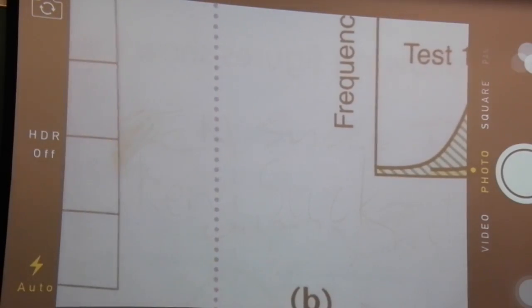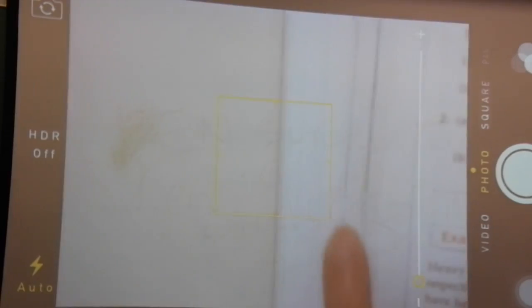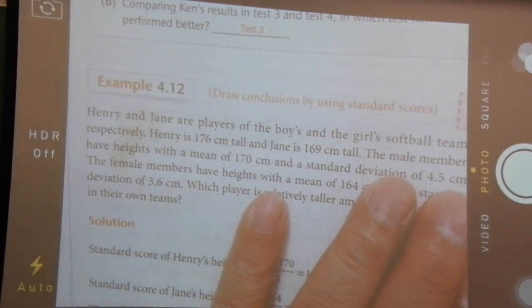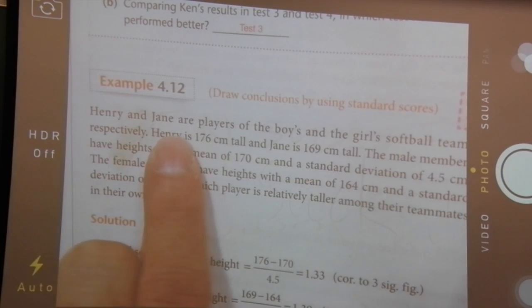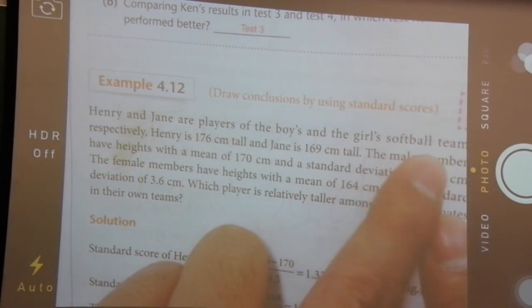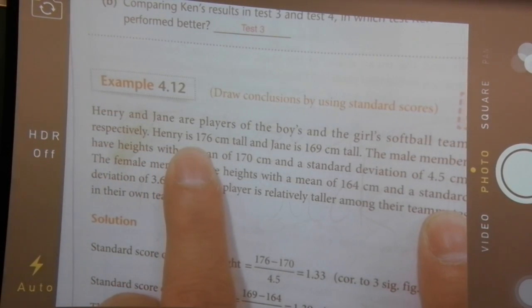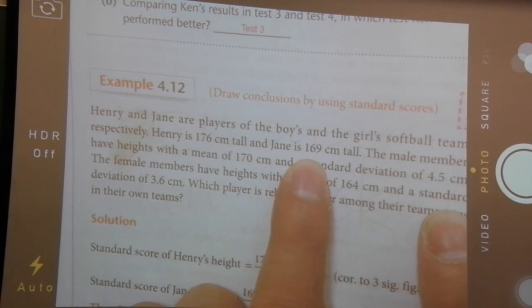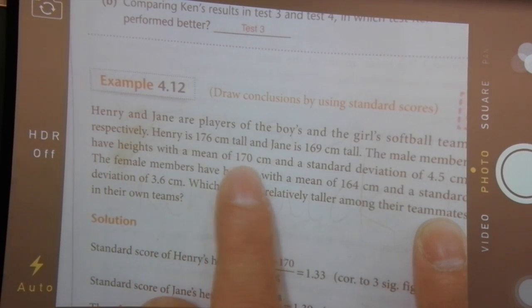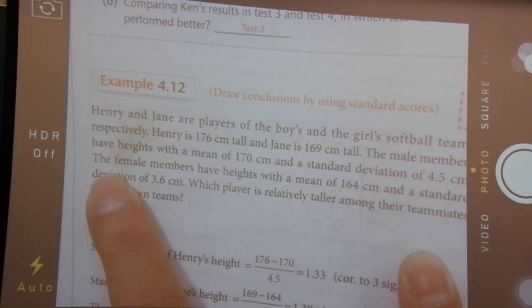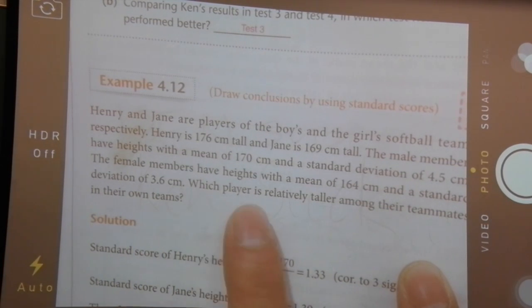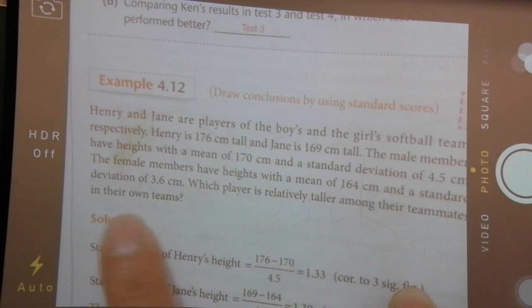Okay, let's look at an example. Example 4.12. Henry and Jane are players of the boys and girls softball teams respectively. Henry is 176 centimeters tall and Jane is 169 centimeters tall. Now Henry is taller than Jane. The male members have a height with a mean of 170 and a standard deviation of 4.5. The female members have a height with a mean of 164 and a standard deviation of 3.6. Now, which player is relatively taller among their teammates in their home team?